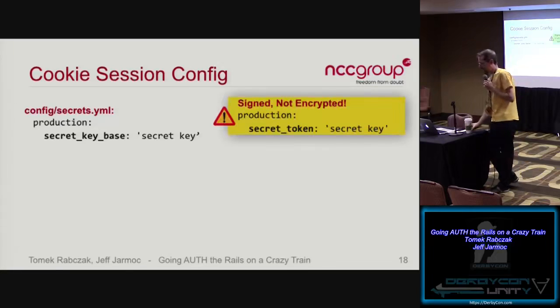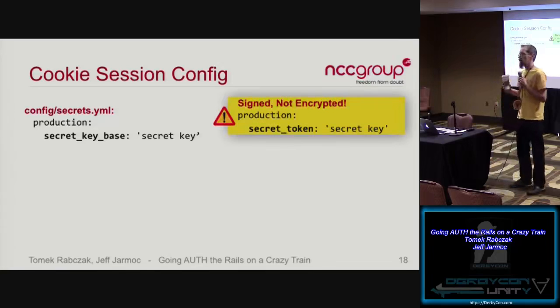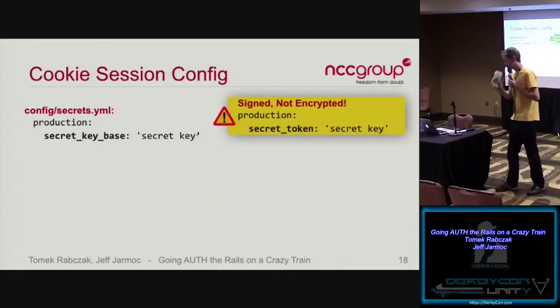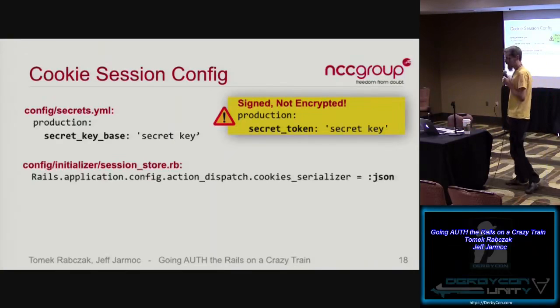If instead you have a secret token, you don't get encryption at all. What you end up getting is just an encoded serialized session. So that's kind of interesting, because if they're storing sensitive data within the session object, you can take that cookie, just base64 decode it, and you've got a serialized object. So you can get a little bit of exposure of sensitive information that way.